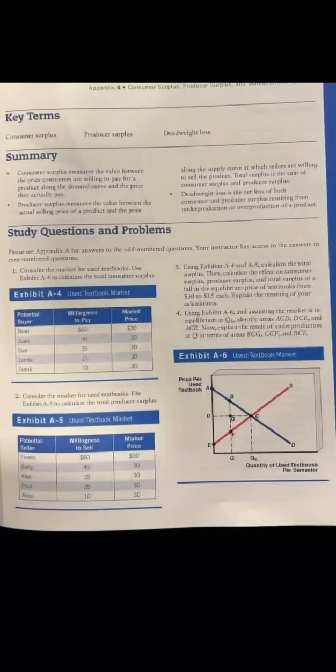Key terms: consumer surplus, producer surplus, deadweight loss. Summary: consumer surplus measures the value between the price consumers are willing to pay for a product along the demand curve and the price they actually pay. Producer surplus measures the value between the actual selling price of a product and the price along the supply curve at which sellers are willing to sell the product. Total surplus is the sum of consumer surplus and producer surplus. Deadweight loss is the net loss of both consumer and producer surplus resulting from the underproduction or overproduction of a product. Study questions and problems.